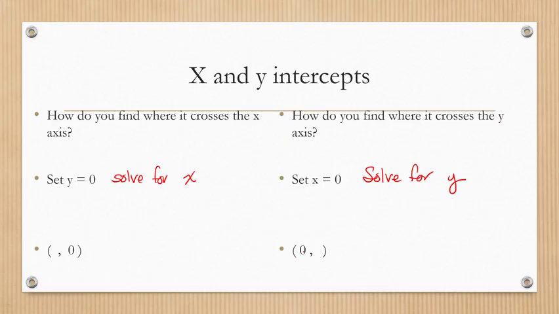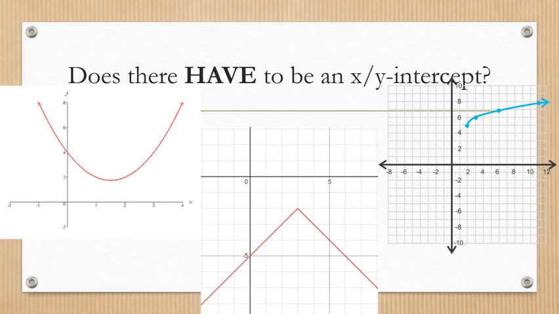Okay, these would be the coordinate, 0 something. That would be your y-intercept. This one is something 0. That's going to be your x-intercept. Okay, does there have to be an x or y-intercept? Not always. Sometimes you'll only get one of them.